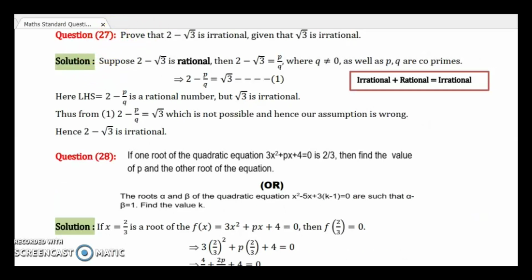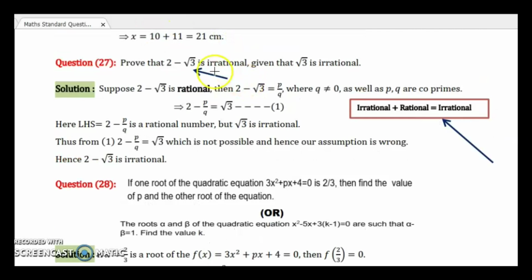That is, prove that 2 minus square root of 3 is irrational given that root 3 is irrational. This is a very simple question. But in this model, always a question will be asked. Keep it in mind. And what is the standard observation? We know that irrational plus rational number is always an irrational number. Therefore, out of this quantity, everybody knows root 3 is an irrational quantity, right?